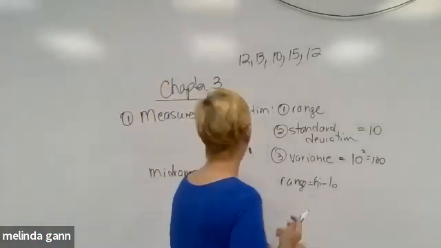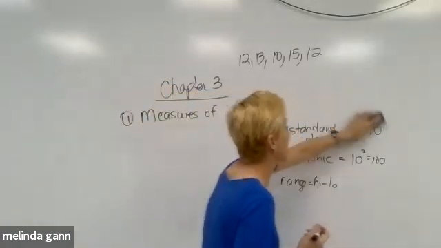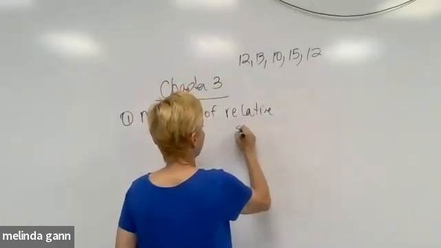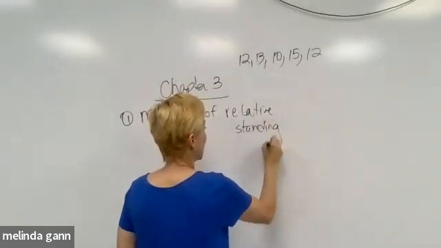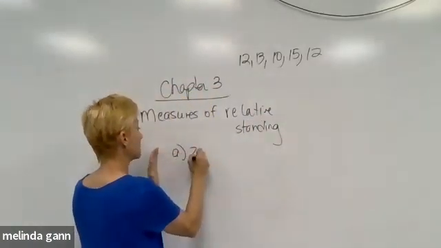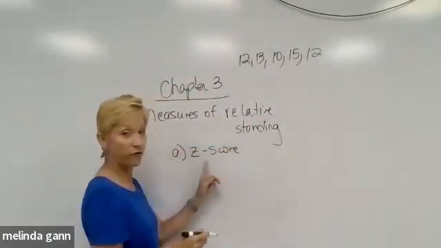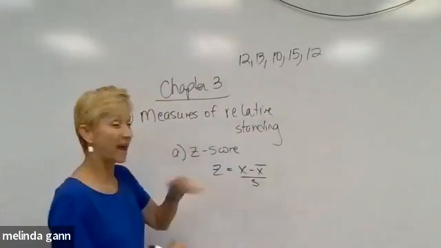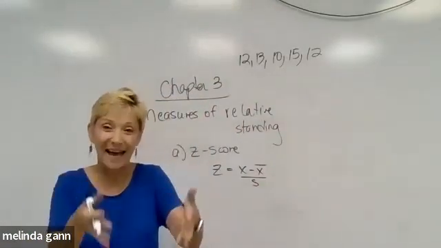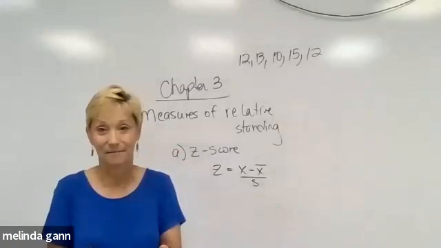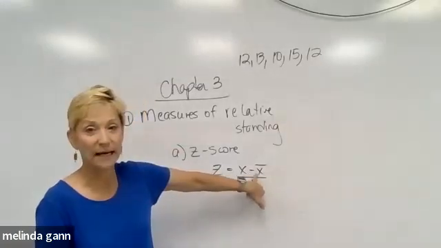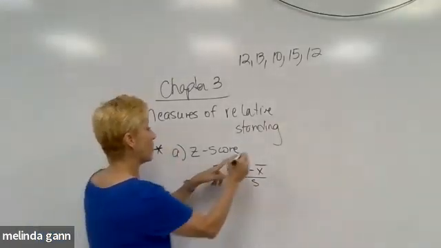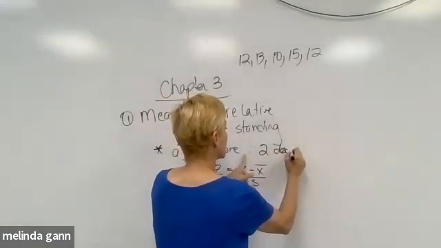And then make sure you can find me your measures of relative standing. Okay? Measures of relative standing. So that's things like a z-score. And that formula is on your formula sheet. It's X minus X bar over S. So remember, every time the whole semester, when you see X in a formula, that X is your data. And then remember, that's the symbol for mean, and that's the symbol for standard deviation. The thing I want you to remember on z-scores is I want 2 decimal places.